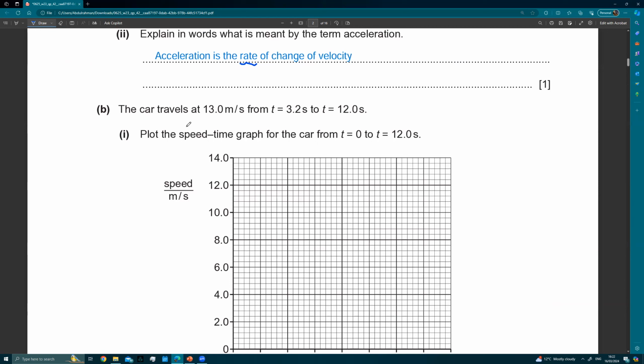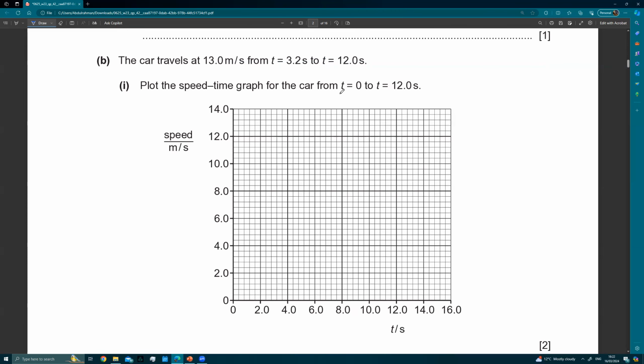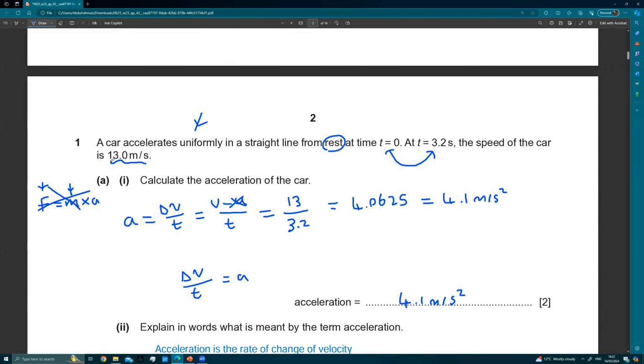Now it says the car travels at 13 meters per second from t equals 3.2 to 12 seconds. Plot the speed time graph for the car from 0 to 12 seconds. Well, first we're going to plot the graph from 0 to 3.2 seconds. And we know that from 0 to 3.2 seconds, the car was accelerating uniformly, as it told us in part A, with an acceleration of 4.1.